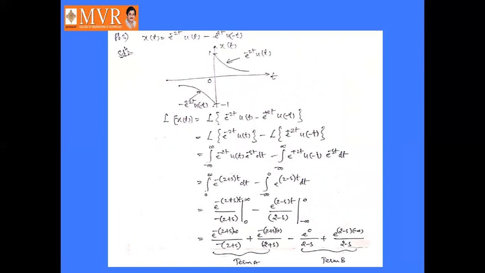That is, the numericals will be changed. So x of t is given as e power minus 2t into u of t minus e power 2t into u of minus t, right? So e power minus 2t into u of t is the first one, and minus e power 2t into u of minus t is this one. Now we take the Laplace transform for this one.